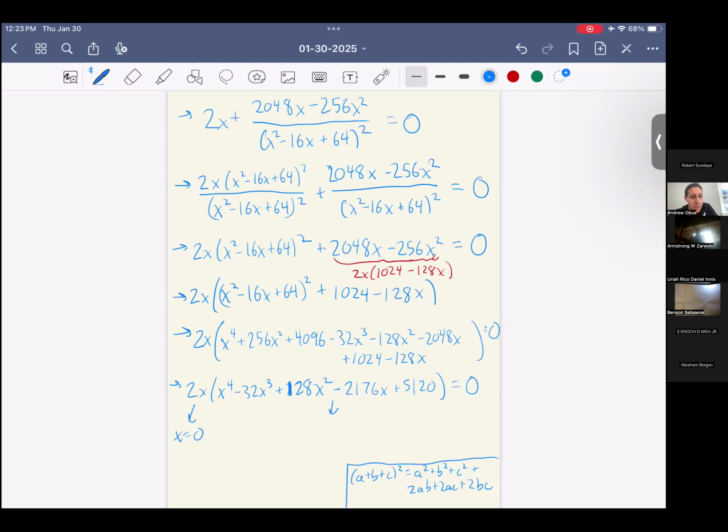So I'm going to go to Wolfram Alpha, and I'm just going to say solve this equation, x to the fourth minus 32x cubed plus 128x squared minus 2176x plus 5120 equals 0. And when I solve this, okay, it gives me two solutions. The solutions that it gives me are two real solutions. So x is equal to about 2.5, and it also gives me x equal to about 30. So 2.5 and 30 are the solutions.